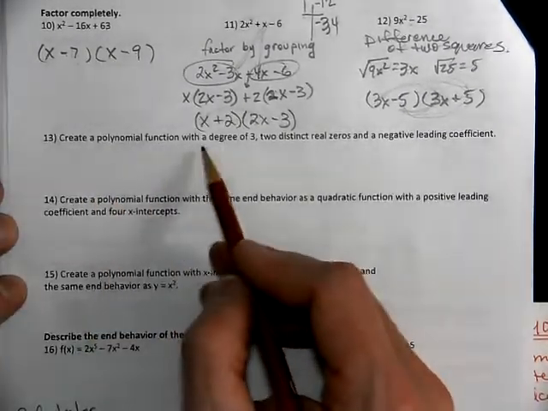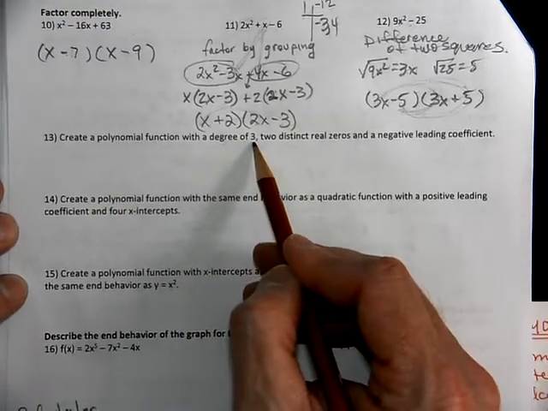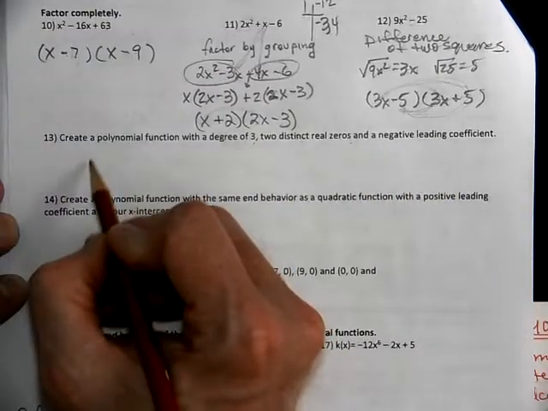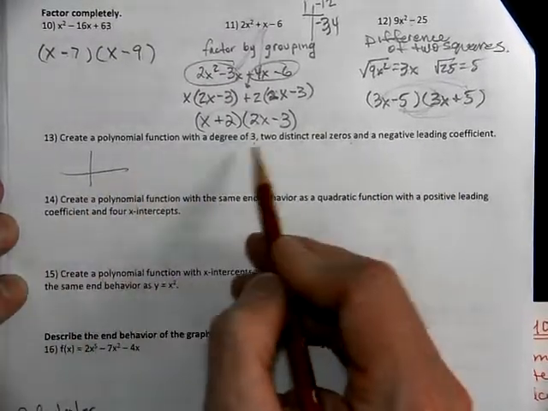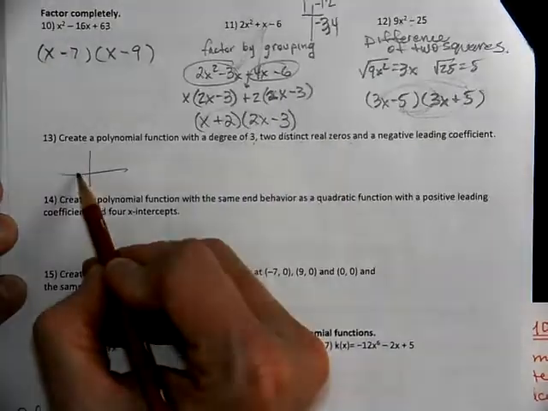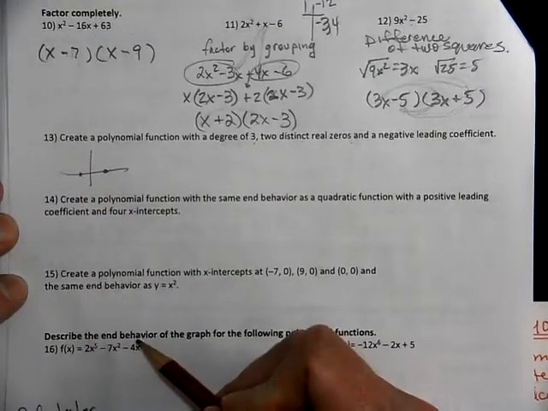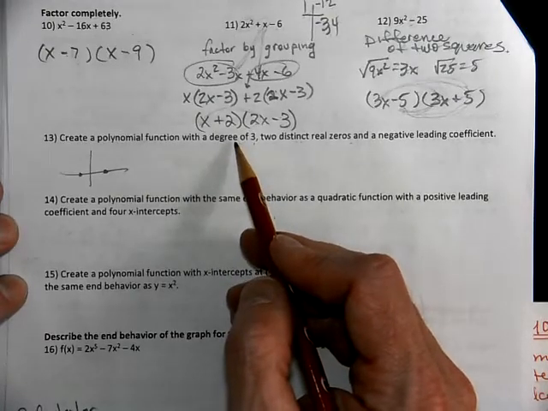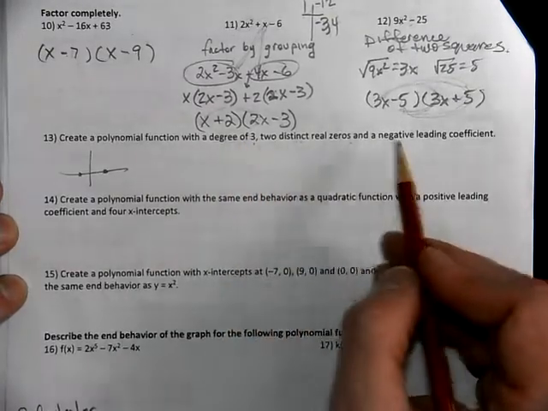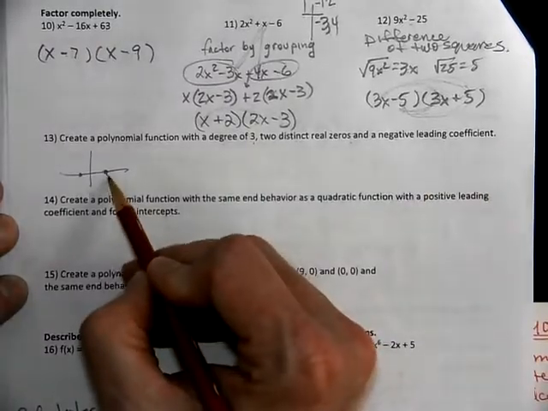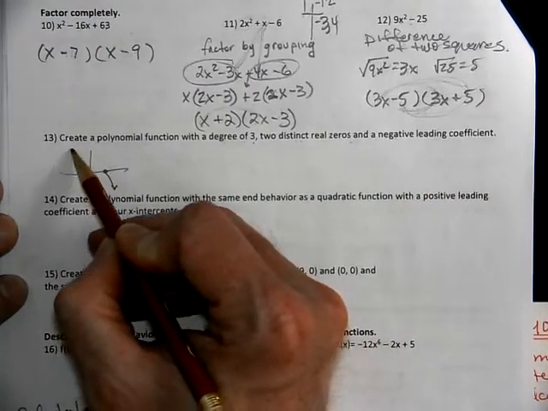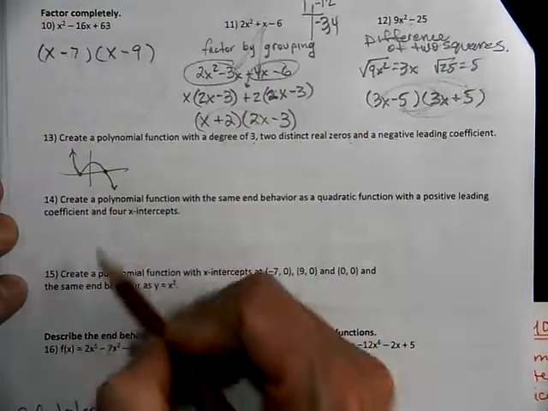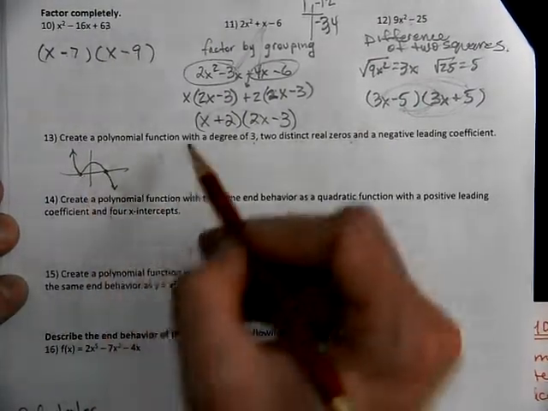We're going to create a polynomial with a degree of 3, 2 distinct zeros, and a negative leading coefficient. So if it helps you to make a little sketch, you want 2 distinct zeros. So I got 2 distinct zeros. It's got to be a degree of 3, which means it's got to go in opposite directions, but the leading coefficient's going to make it come downwards. So they got to go in opposite directions. It's going to have to bounce somewhere. So I'm going to make it bounce over here.